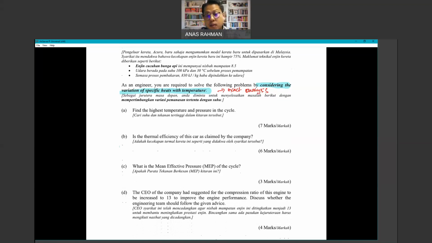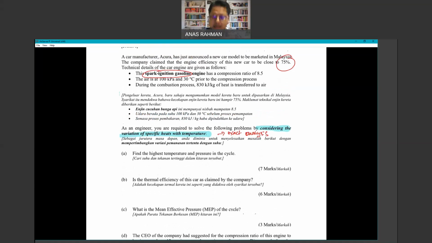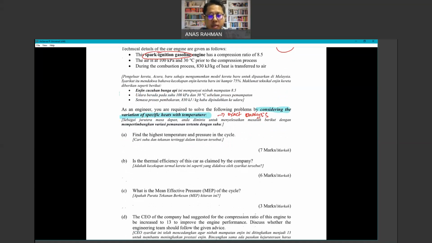Once you find that, then you can compare the two: the calculated thermal efficiency based on the given info, and the one that is claimed by the company. That's where you need to do the comparison. Okay?